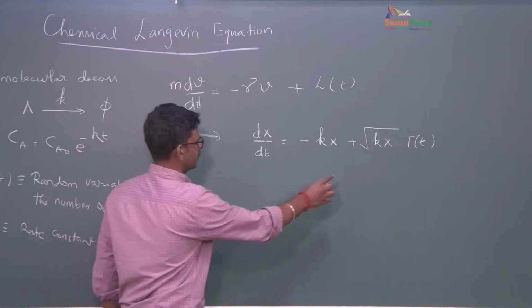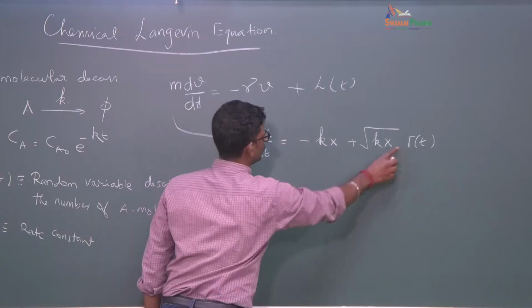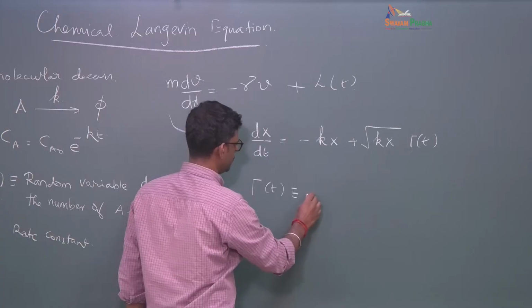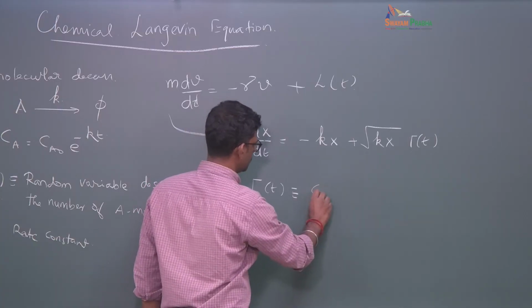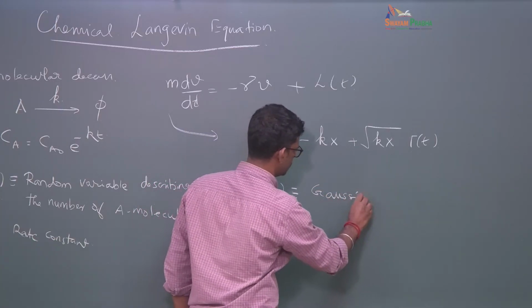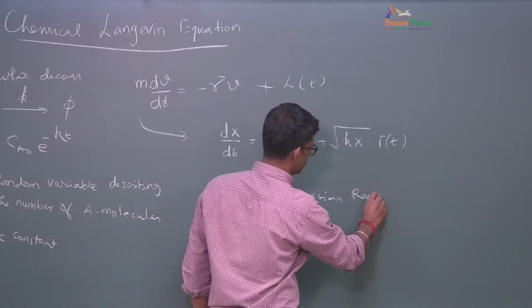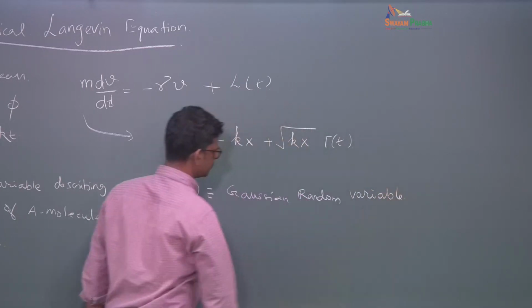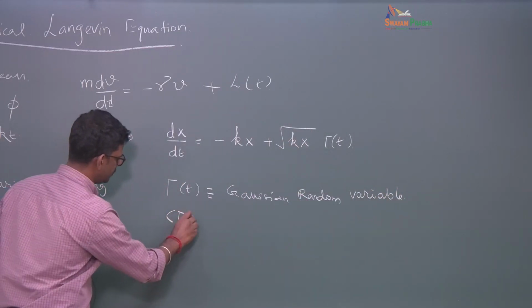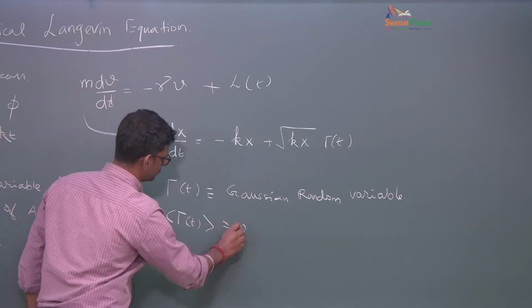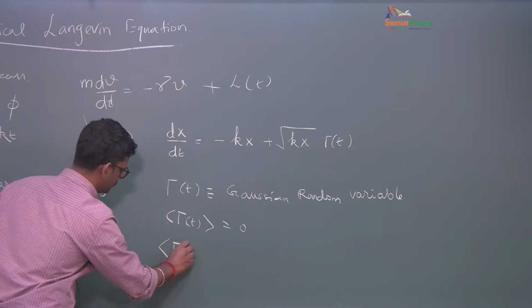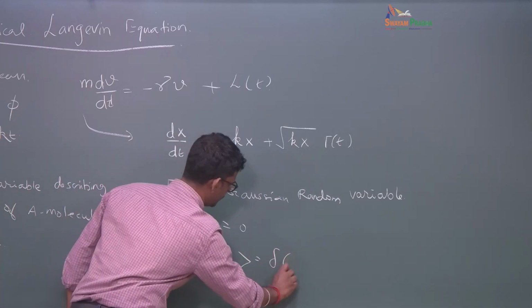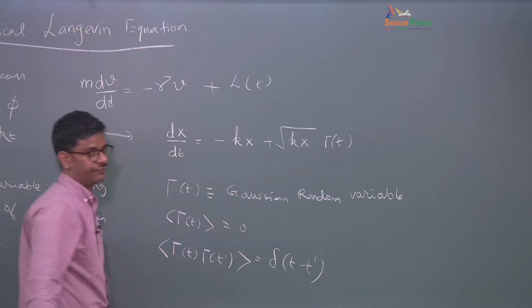So in fact, just like how we used to define here, we can also define this. This gamma of t is a Gaussian variable. The mean of this is 0, it vanishes. The correlation function is delta correlated, like before.